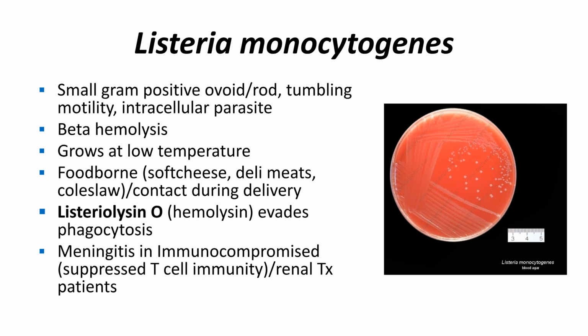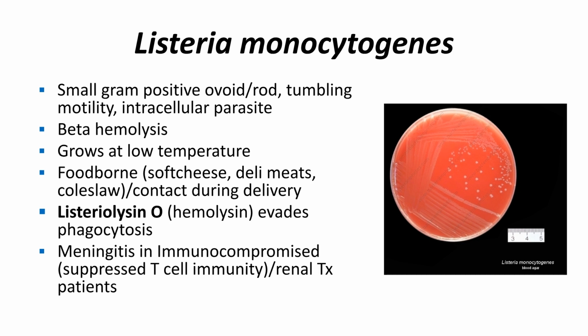On blood agar, it shows beta hemolysis. Remarkably, it grows at refrigerator temperatures, 4 degrees Celsius, which is why refrigeration doesn't protect against it. Transmission occurs through contaminated food, soft cheeses, deli meats, coleslaw, and unpasteurized products. Pregnant women can also transmit it to babies during delivery.